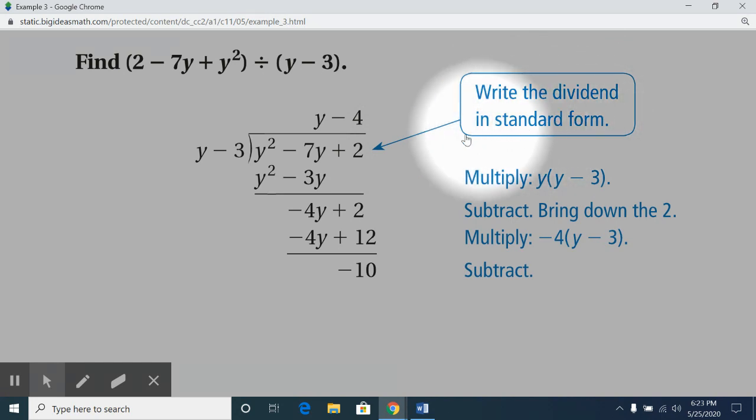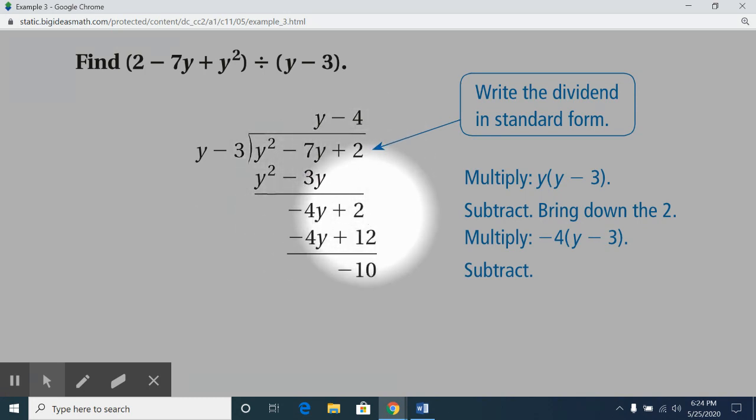All right, now I'm going to run through this pretty quick because it's the same steps as before. Y squared, the first term of the dividend, divided by the first term of the divisor gives us y. We do the math. Y times y is y squared. Y times -3 is -3y. Subtract. -7 minus -3 is really plus, which gives us -4y.